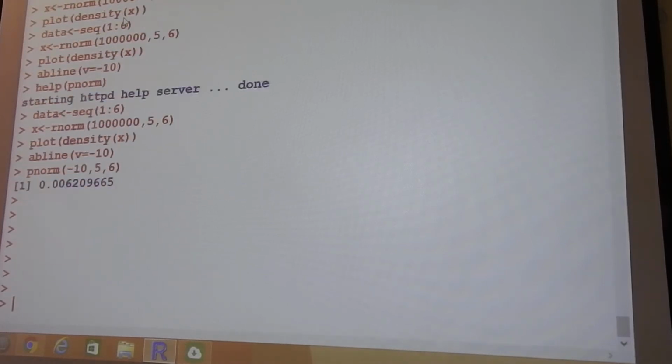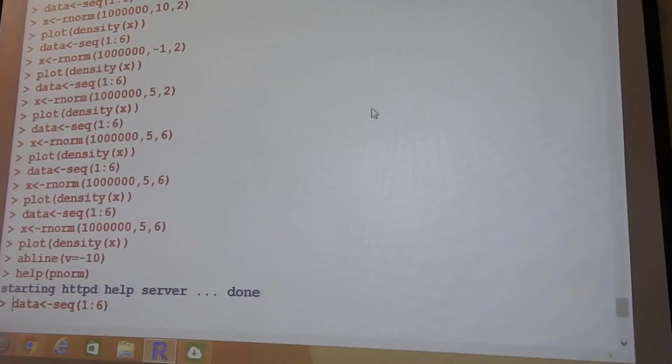Is this a proportion of area? It is just area. Actually, the whole area is 1. So if the whole area is 1, the area to the left of -10 is 0.0062096665. In other words, it is the probability that a normally distributed random variable with mean 5 and standard deviation 6 takes a value less than -10.